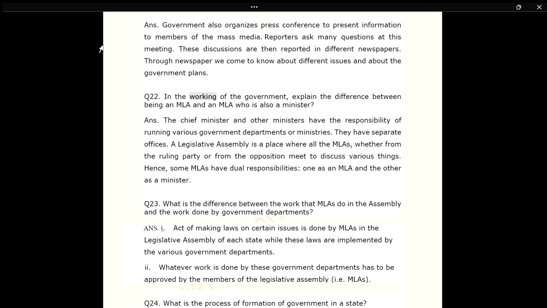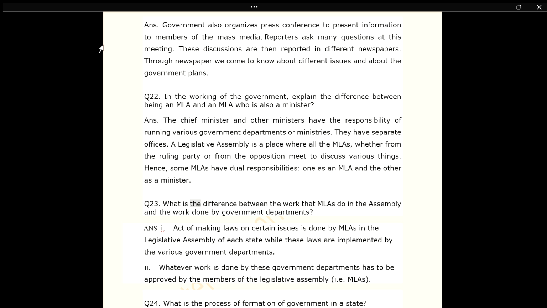Q22. In the working of the government, explain the difference between being an MLA and an MLA who is also a minister. Ans. The chief minister and other ministers have the responsibility of running various government departments or ministries. They have separate offices. A legislative assembly is a place where all the MLAs, whether from the ruling party or from the opposition, meet to discuss various things. Hence, some MLAs have dual responsibilities, one as an MLA and the other as a minister.